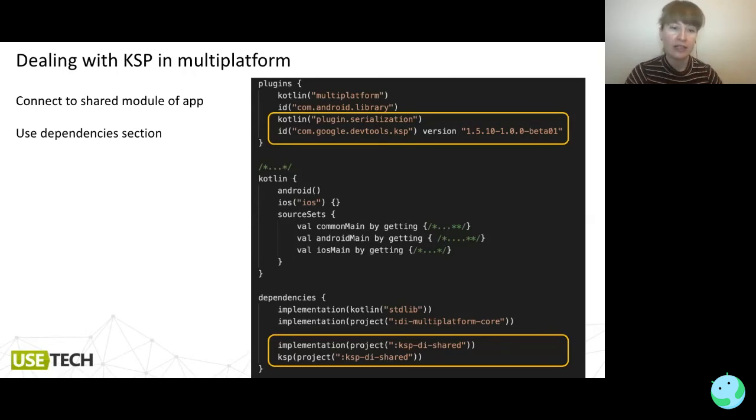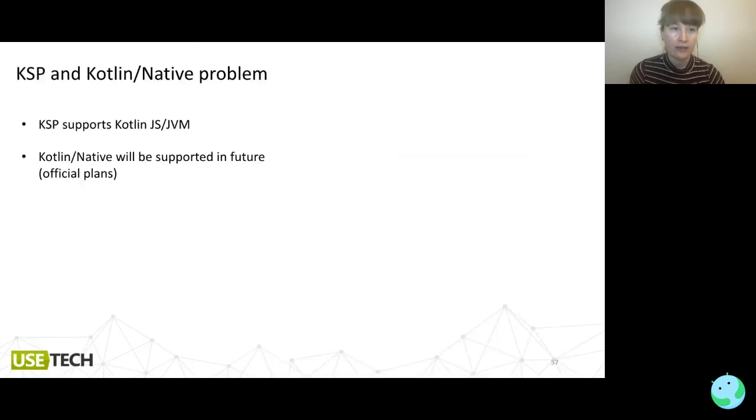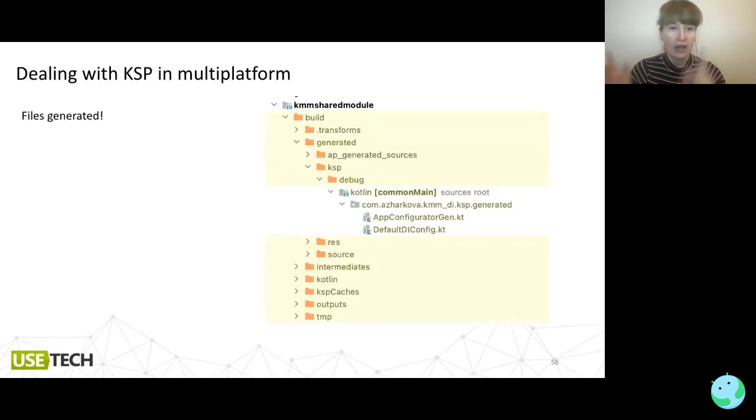It should be done in the dependencies section, not in common main, not in Android main, not in iOS main, only in this low section under this Kotlin section. And now, once again, we remember about all these problems. So here is what should be generated when we build it with our Android target.